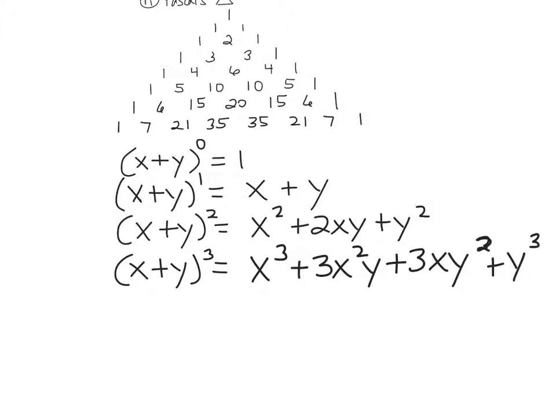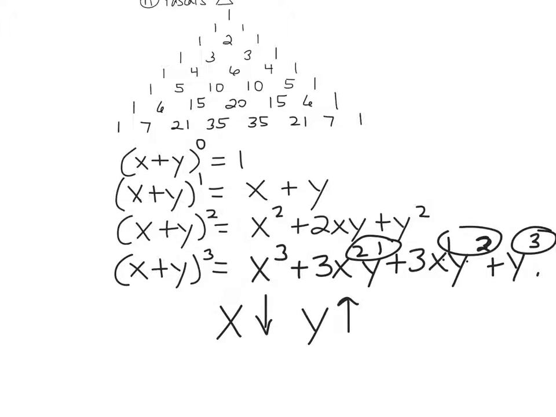1, 3, 3, 1. Okay? What else do you notice? Do you notice that the exponents on x are going down while the exponents on y are going up? Do you see that? 3, 2, 1, 0. And this is 0, 1, 2, 3. The other thing you can notice is that the exponents always add up to 3 here. Okay? 2 plus 1 is 3, 1 plus 2 is 3, y cubed is 3, x cubed is 3.